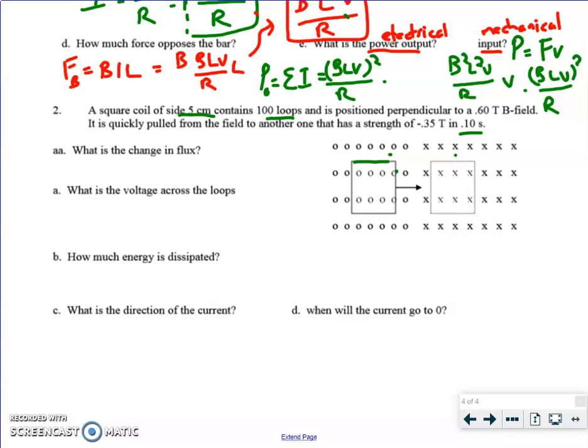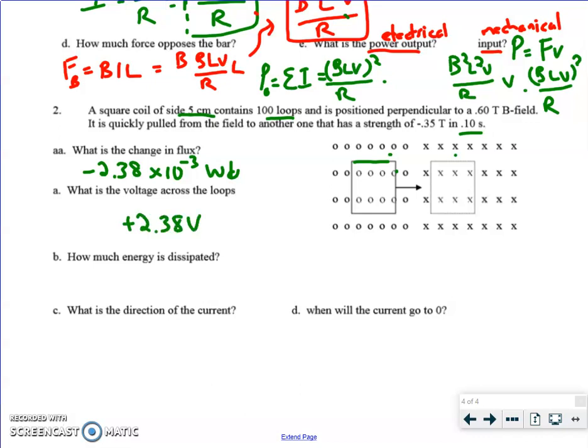So the first question was change in flux, etc. So the answers I'm going to put here, but you should work them out for yourself. So this is negative, so that means we're losing flux, times 10 to the negative 3 Webers. That's that weird unit. Okay, the voltage across there, you should get positive 2.38 volts.